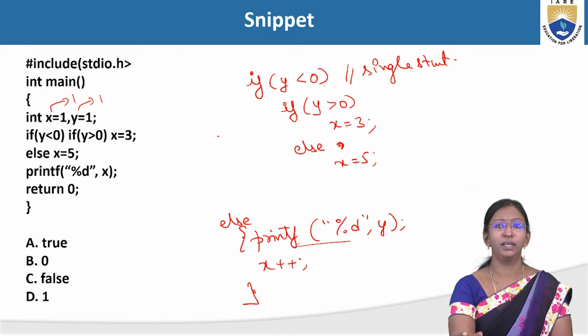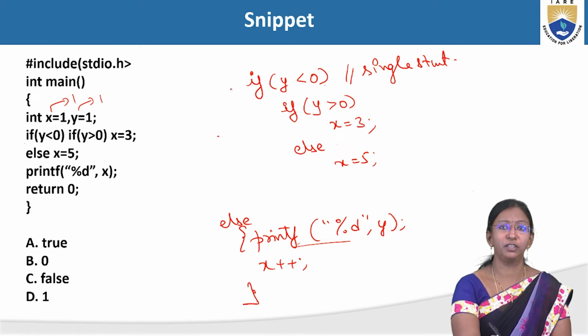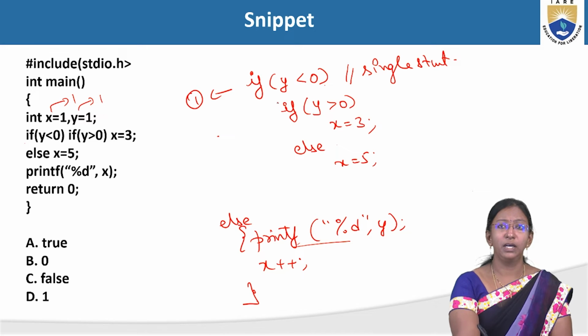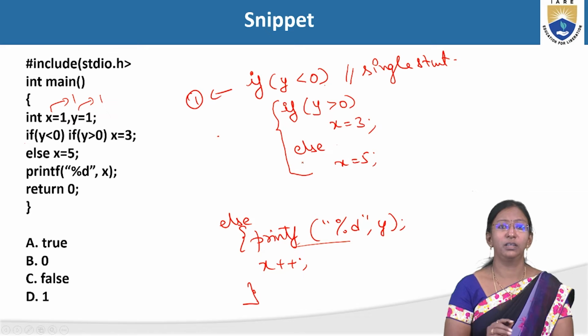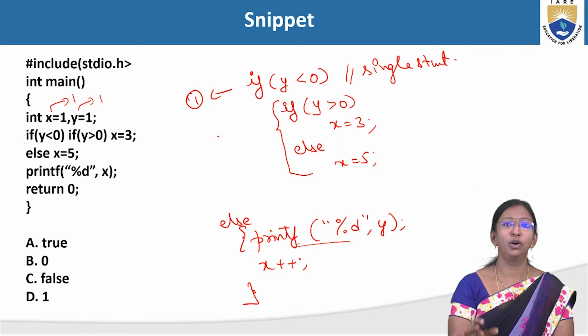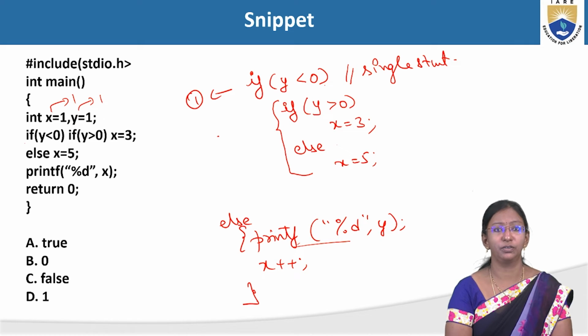Let me make it very clear. X is equal to 5. So what does that mean? If the first if condition is true, this if-else structure as a whole is the body of that if condition.